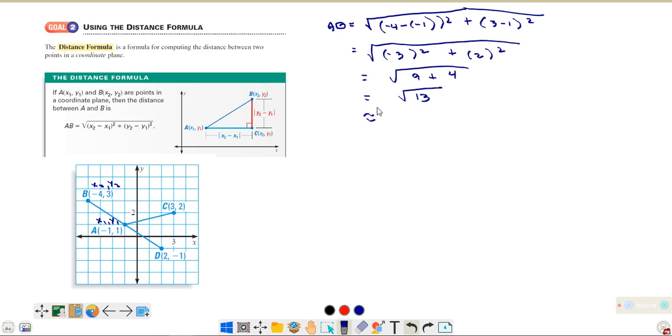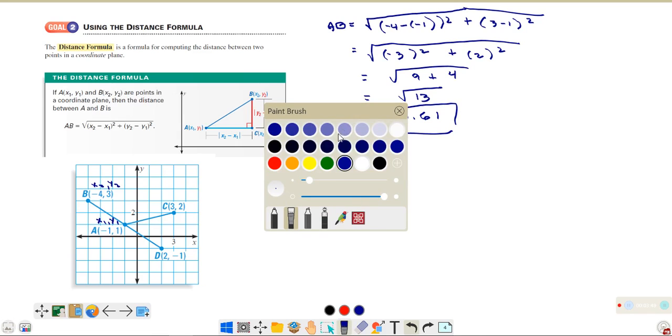You can approximate its value by using a calculator. So, kuha tayo ng calculator. And then, find square root of 13. That is approximately equal to 3.61. So, this is the length of AB.